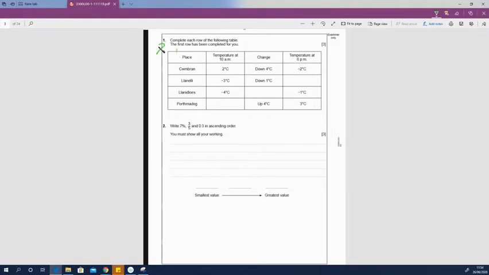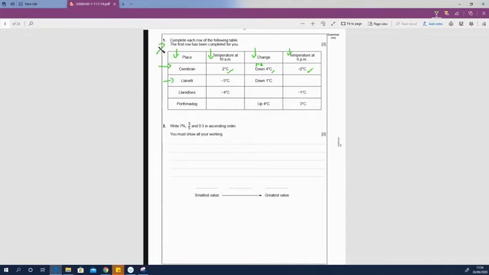This table shows us a place in Wales, the temperature at 10 a.m., the change in temperature, and then the temperature at 6 p.m. It's done the first row for us, so it's done Cwmbran. It tells us that the temperature at 10 was 2, then it went down by 4 degrees, so 2 minus 4, so the temperature at 6 p.m. was minus 2 degrees C, because 2 minus 4 is minus 2.